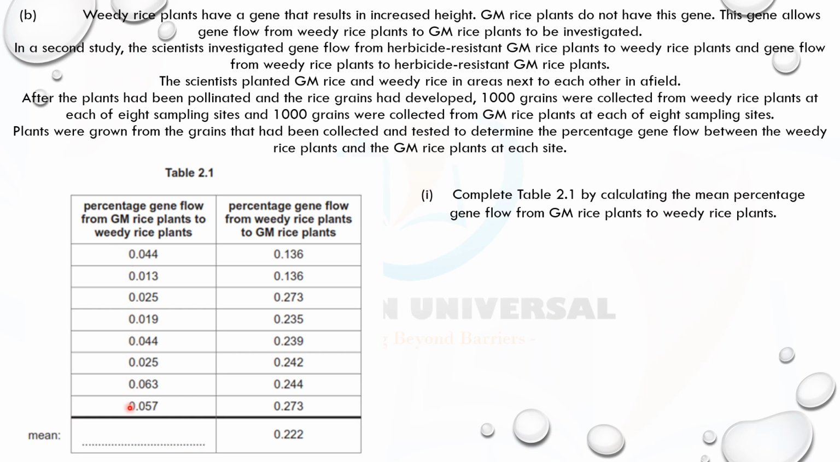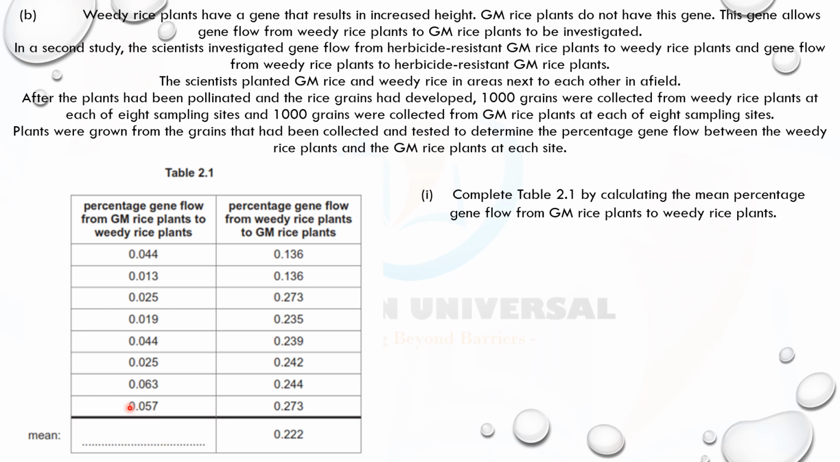So add them up. So get your calculator. 0.04 plus 0.013 plus 0.025 plus 0.019 plus 0.044 plus 0.025, don't waste time, plus 0.063, and finally plus 0.057. So if you add them up, that will give you 0.286.